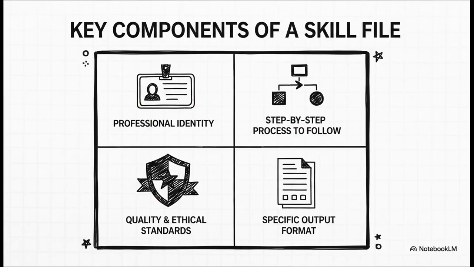And here's what that skill file gives the AI. First, a professional identity. You're telling it you are a resume strategist. Second, you give it a step-by-step process to follow. Third, a set of quality and ethical standards. And fourth, a specific output format to produce. It's the difference between asking a confused intern for help and getting a thoughtful response from a colleague.